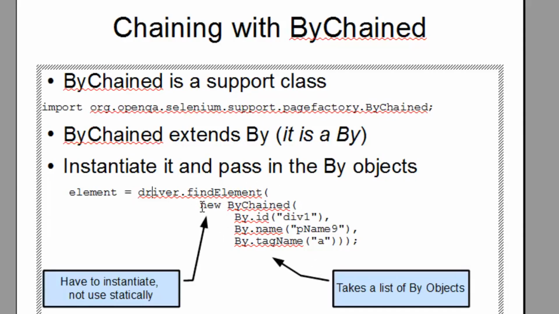So I have to say driver.findElement new ByChained, and then ByChained takes as arguments a number of By methods. What ByChained does is it executes each one of these By methods in sequence to return the element we're looking for. So this is pretty much equivalent to the last test. It's doing the same thing, but instead of writing 3 findElements that are chained together, I have got a single findElement where the By objects have been chained together. So let's have a quick look at that in action in the test.